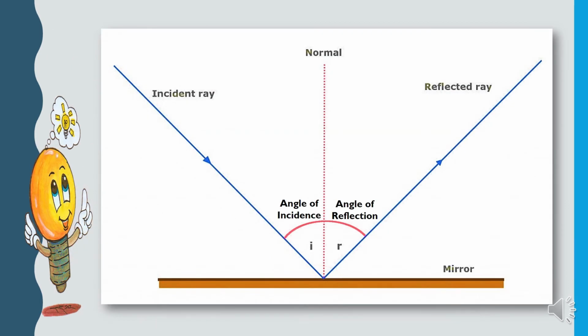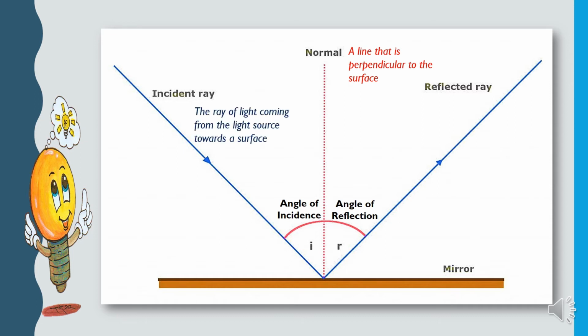The diagram shows the normal line, the incident ray, the reflected ray, the angle of incidence, and the angle of reflection. When we say normal line, it is a line that is perpendicular to the surface. When we say incident ray, it is the ray of light coming from the light source towards a surface. In terms of the reflected ray, it is the ray of light which leaves the mirror.